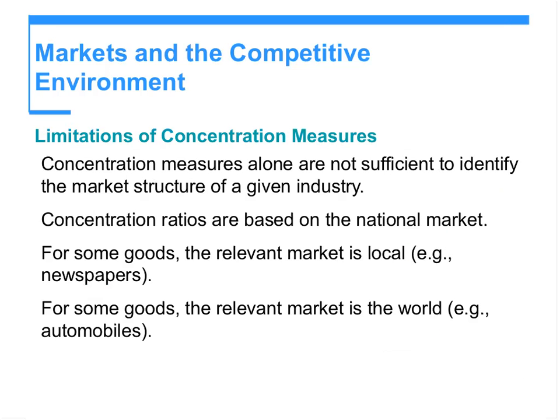So, limitations of concentration measures. There are definitely some limitations. Concentration measures alone are not sufficient to identify the market structure of a given industry. Concentration ratios are based on the national market. For some goods, the relevant market is local, and for some goods, the relevant market is the world. For example, for newspapers the relevant market is local, while for certain industries like automobiles, the relevant market is the world.